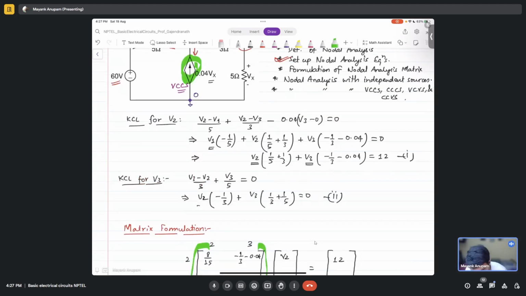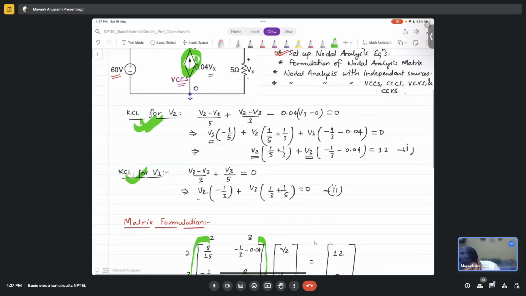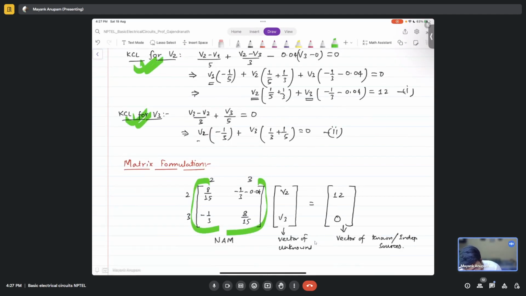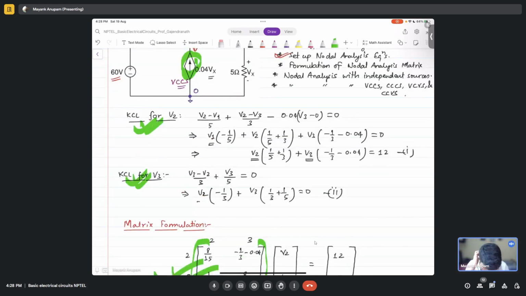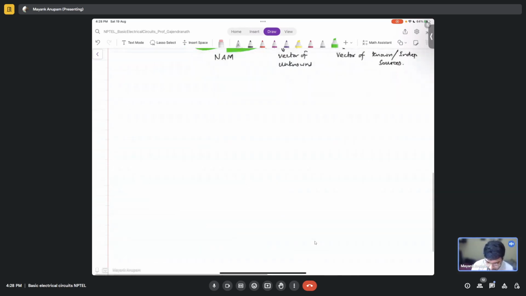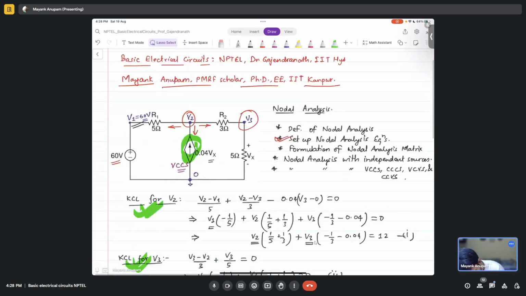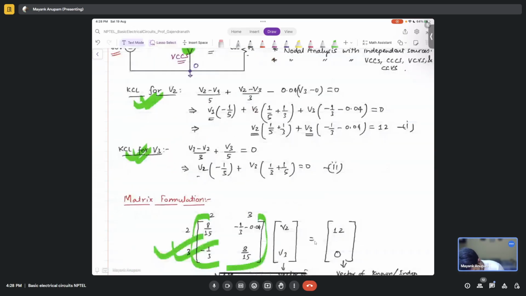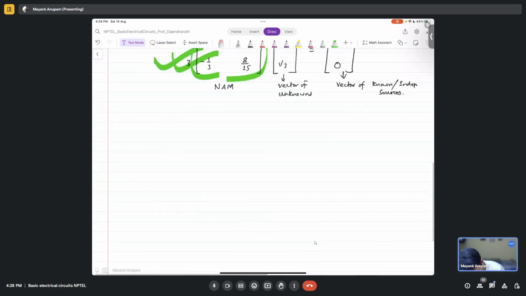So how did we reach this matrix? We first wrote the KCL equations, and then we converted those KCL equations into matrix equations, right? Correct. So now from the knowledge that you have, because you have already watched the lectures, could you have arrived at the same matrix just like that? Let's copy this and paste it here.